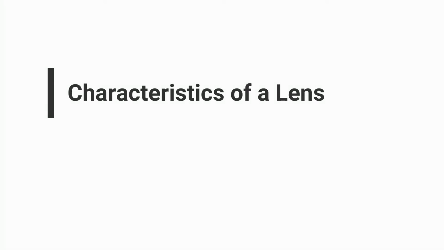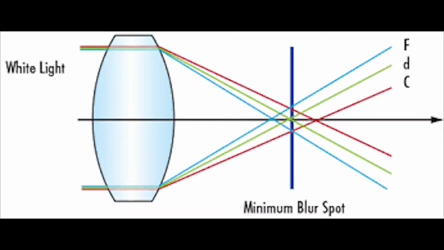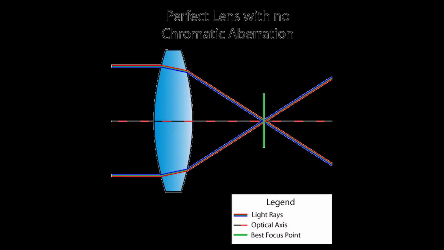In this experiment, 4 properties of a lens would be investigated. This includes focal length, aperture, depth of field, and chromatic aberration. These 3 properties work together to form an image. However, chromatic aberration may be characterized as a defect within a lens.